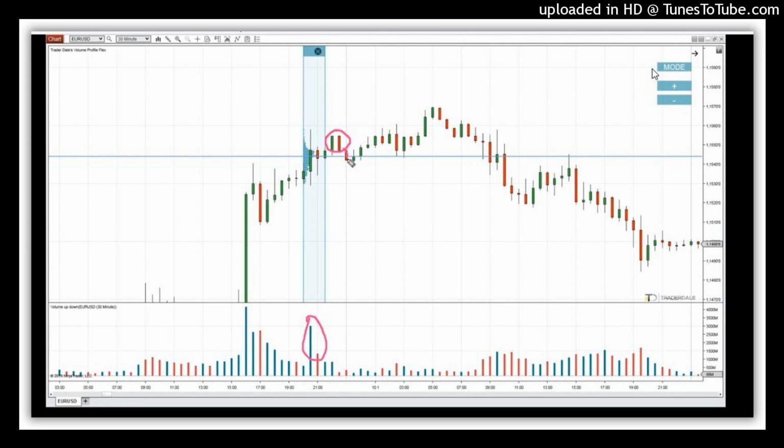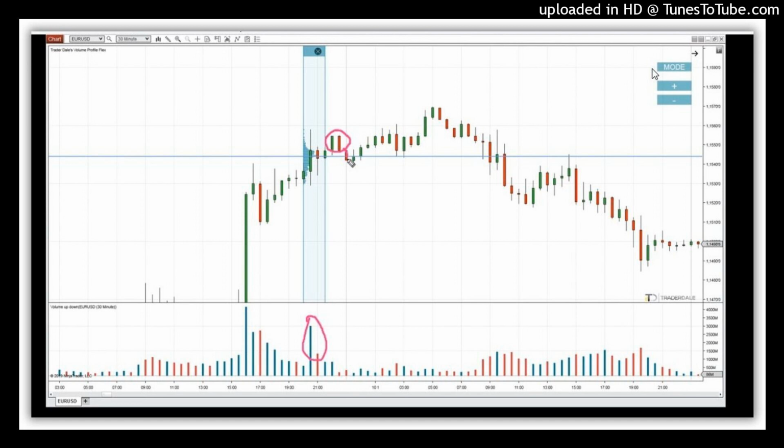Now another spike is in here in the Asian session. If you compare it to those volumes or to those volumes, it's not that significant, but if you compare it to those volumes around, it is significant, alright? So because of this, this one is also a level to trade from.